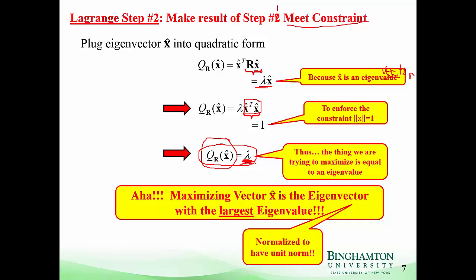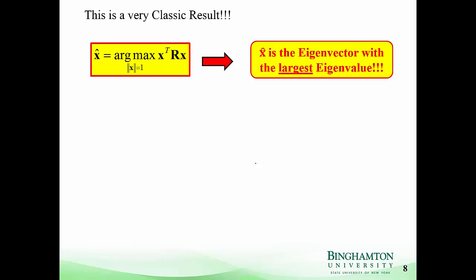And since we can always normalize any eigenvector to any length, we will normalize that to unit norm. But the important thing is we have to pick the one that has the largest eigenvalue. And this is a classic result that shows up all over the place in electrical engineering, computer engineering, all sorts of engineerings, all sorts of sciences, computer science, physics, everything. Very, very classic result. To maximize a quadratic form, we pick the eigenvector with the largest eigenvalue.